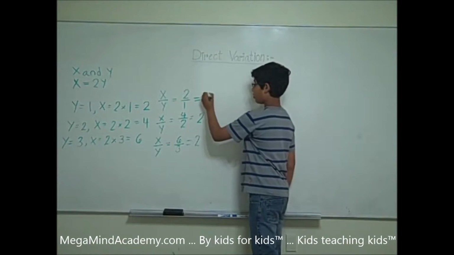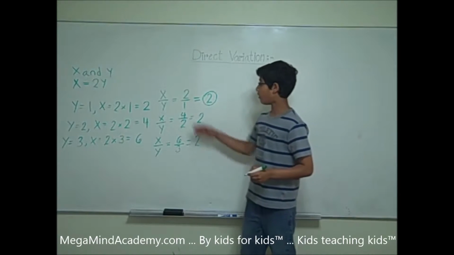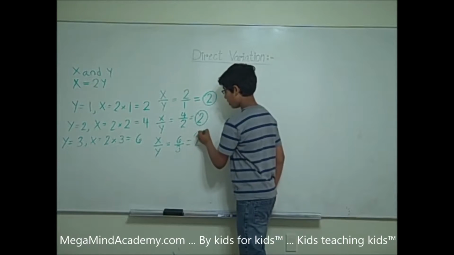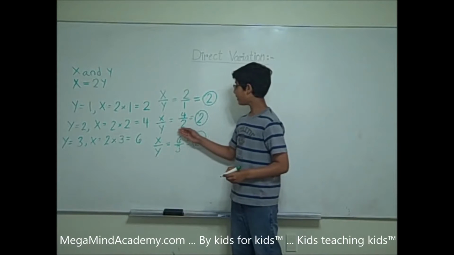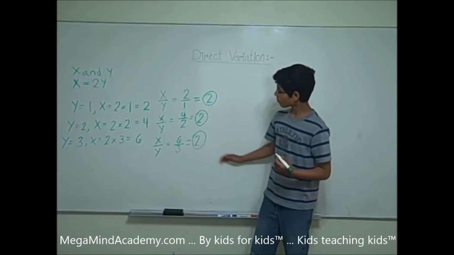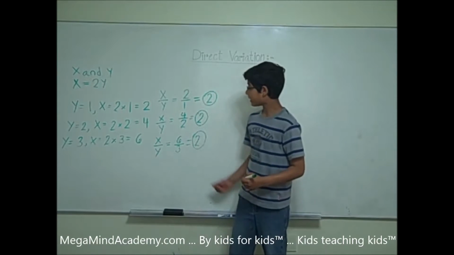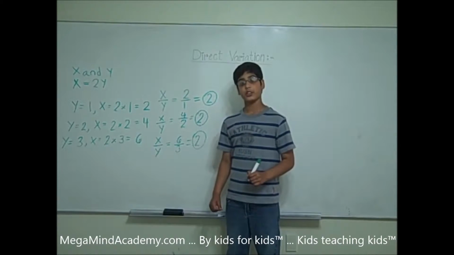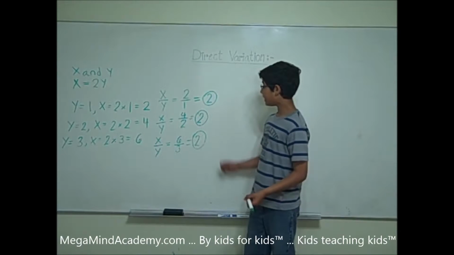Here, 2 is always the constant value of X over Y. For all these examples, the constant value of X over Y is equal to 2, 2, and 2. Now, we can say that X over Y will always have the same numerical value or constant. In our case, it is 2.